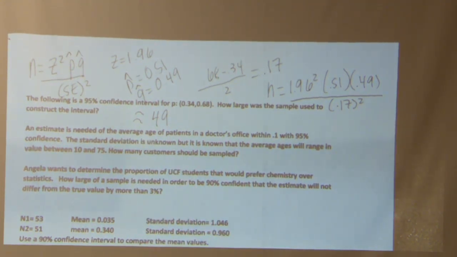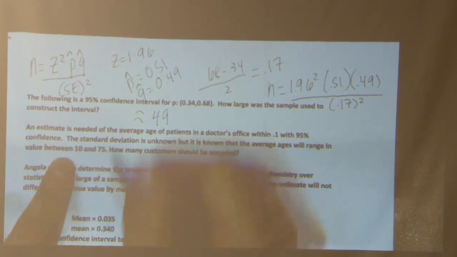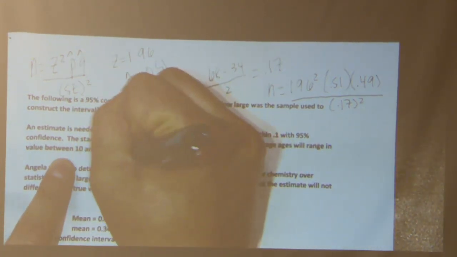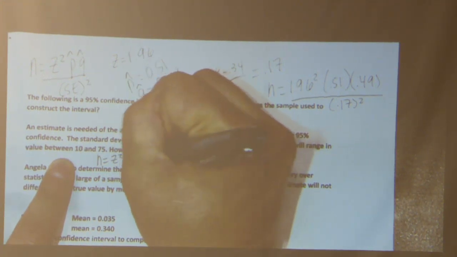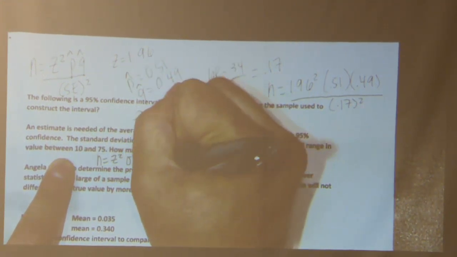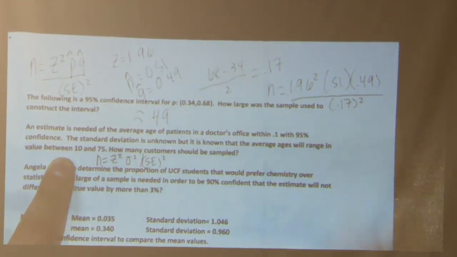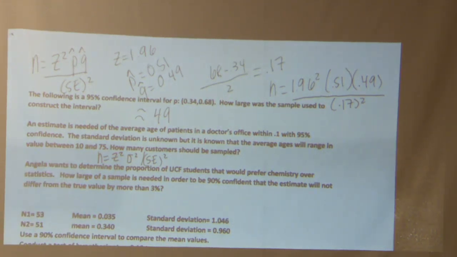So for this problem, they're wanting to find the n value, and they're talking about the average age. So you know that we're dealing with a mu problem. The formula for solving for that is n equals z squared times sigma squared divided by the sampling error squared. However, they don't give you the standard deviation for this one. It says that it's unknown, but they do say that it's known that the average ages will range in value between 10 and 75.